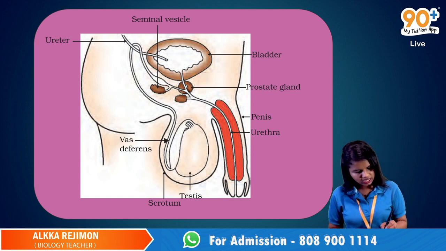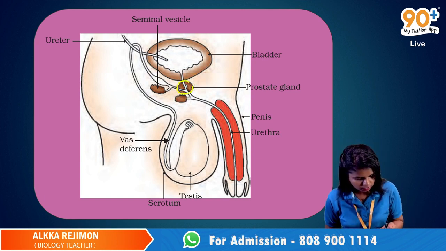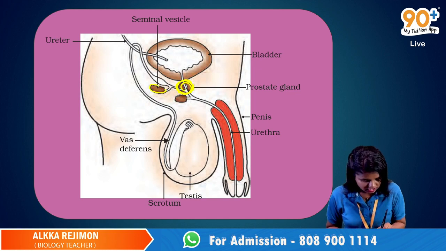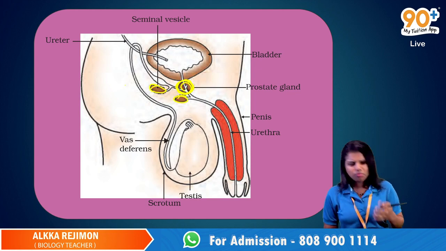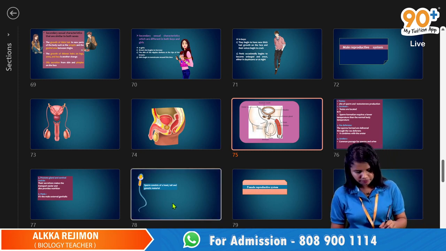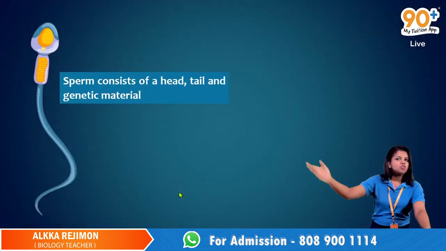So here in the figure you can see the prostate gland. This is the prostate gland, and then you can see the seminal vesicles. Both are just glandular structures producing some secretions. Okay. And this is how a sperm looks like.